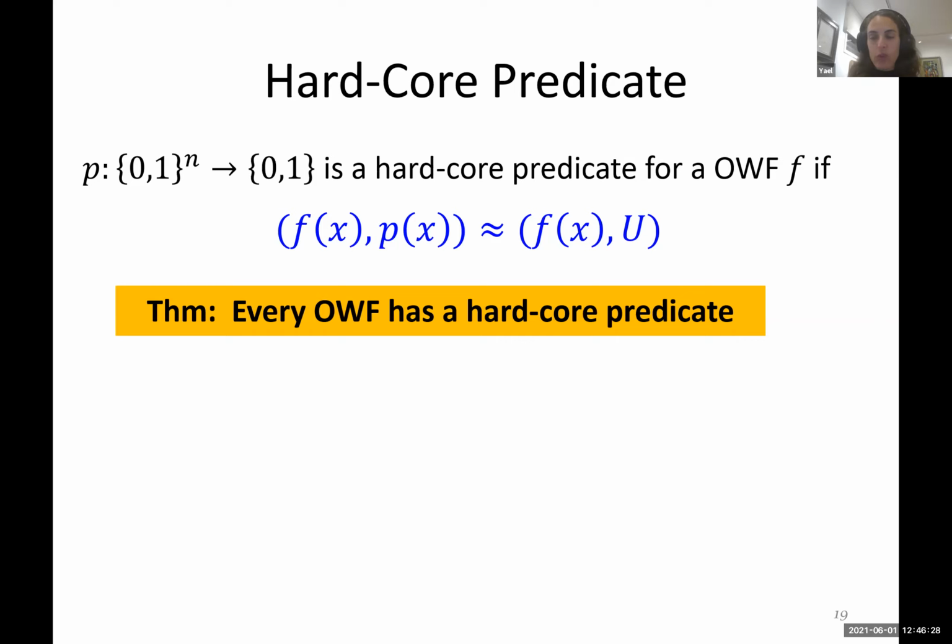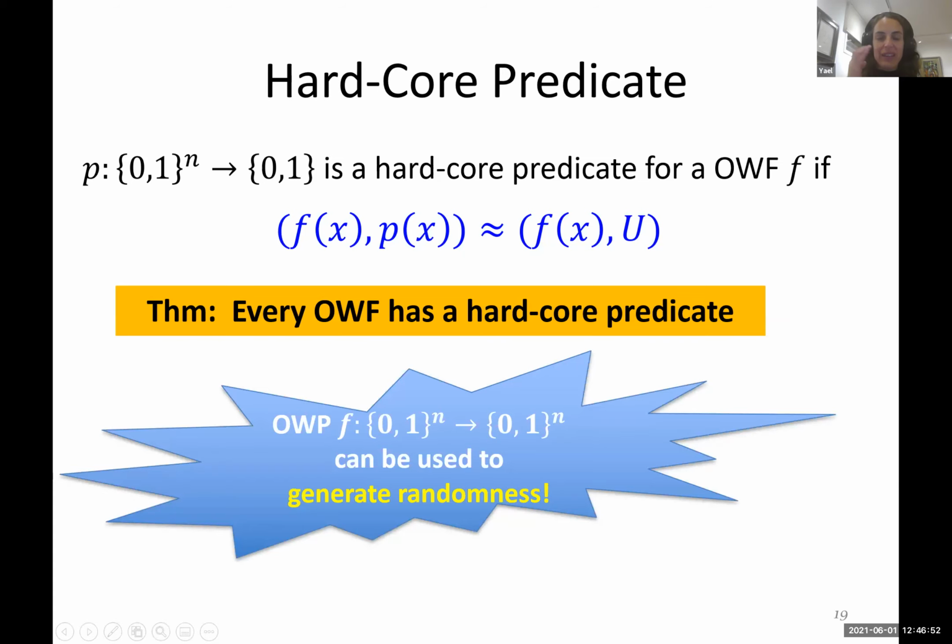I'm not going to tell you exactly what the hardcore predicate is. It's actually a beautiful, beautiful theorem. I wish I had time to prove this. It's so, so beautiful. The proof is beautiful as well. But let's believe them and take this as a given. So every one-way function f has some predicate which is hardcore.